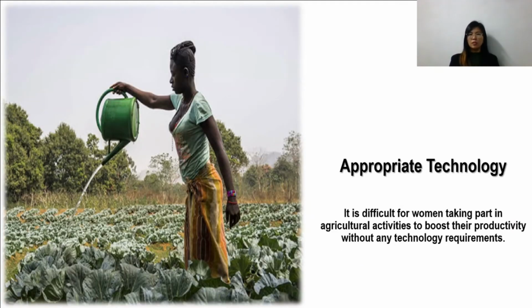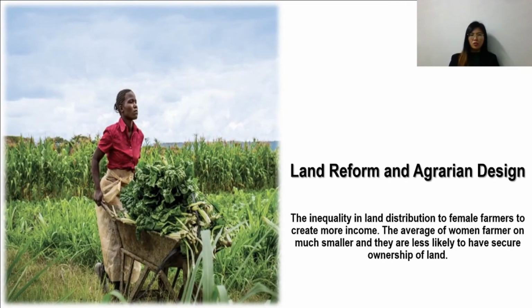The second, which is presented through the case, is the lack of proper technology. As I mentioned in the first key issue, the program that includes technology development focuses on men only. It is difficult for women taking part in agricultural activities to boost their productivity without the required technology. Now, the third issue is the distribution of land reform and agrarian design.